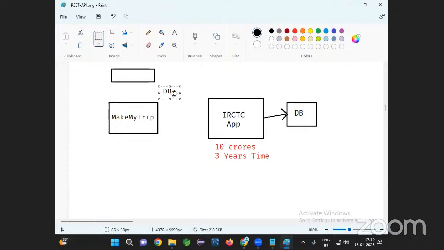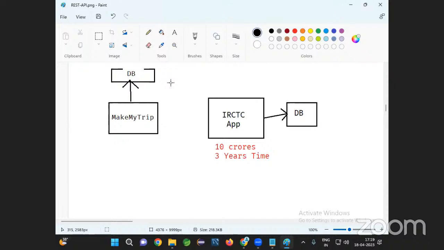One fine day, the Make My Trip business owner got an idea. We are successfully running the flight tickets booking facility in our application. We have so many customers in the market. So many people are using our website and our mobile app. Now we want to provide train tickets booking also in our application. That business owner got that idea.